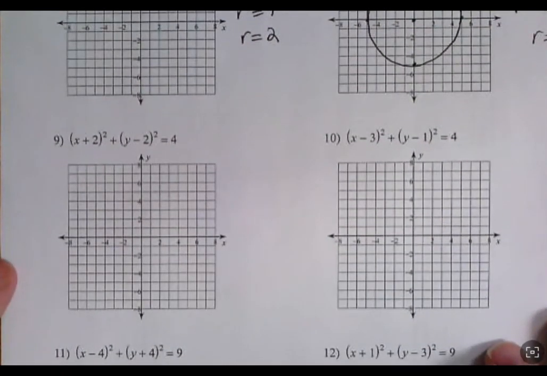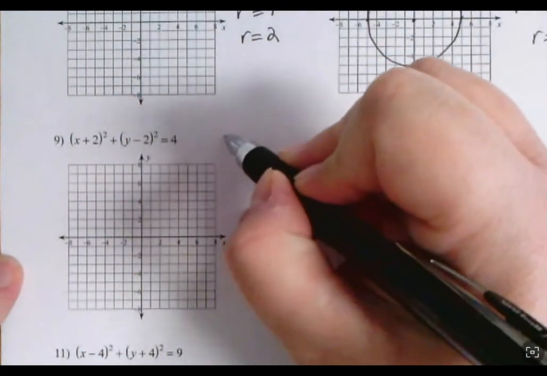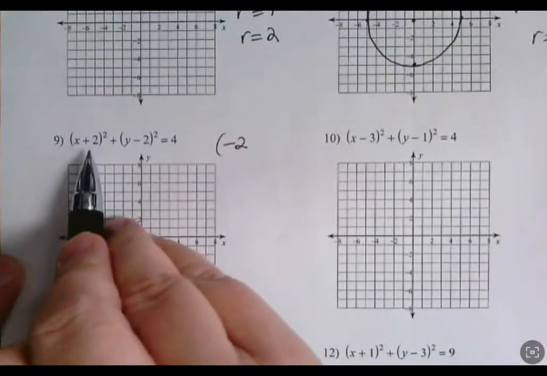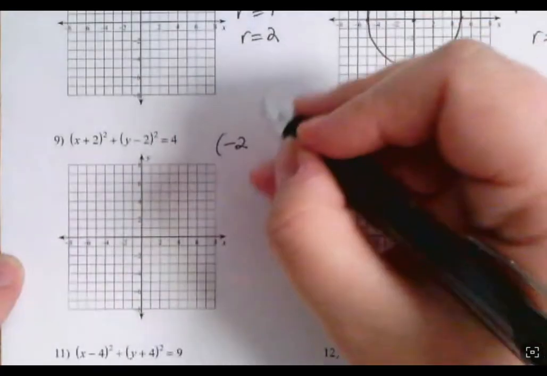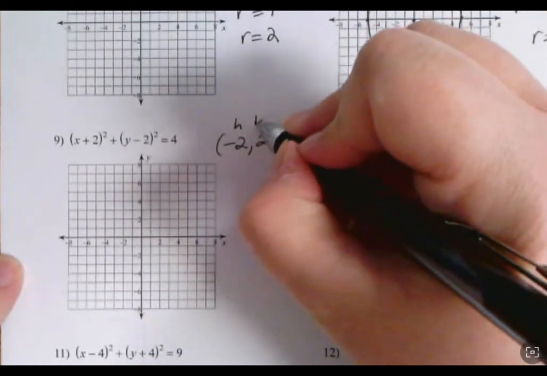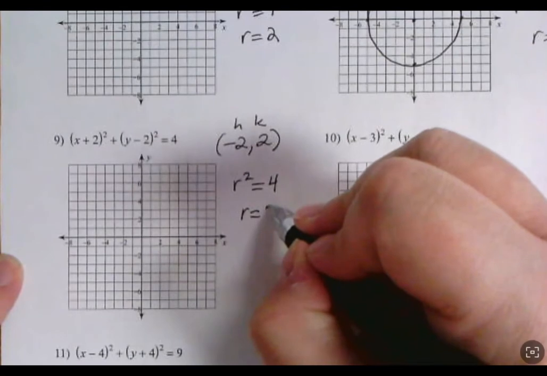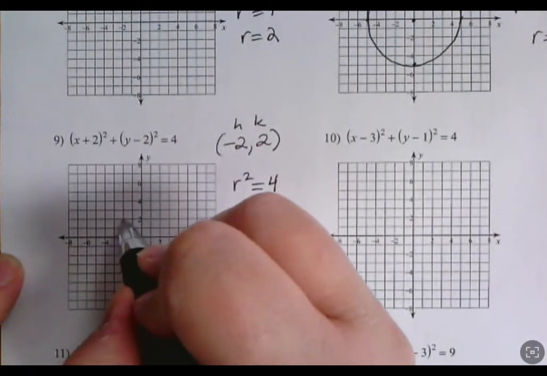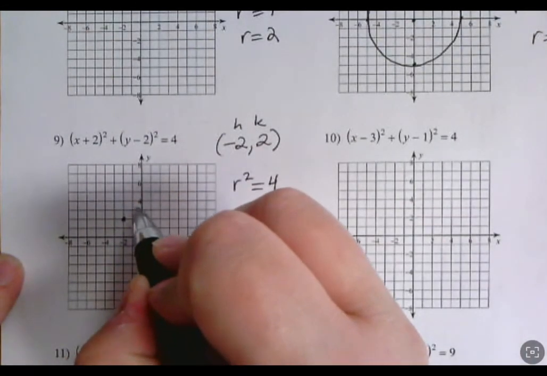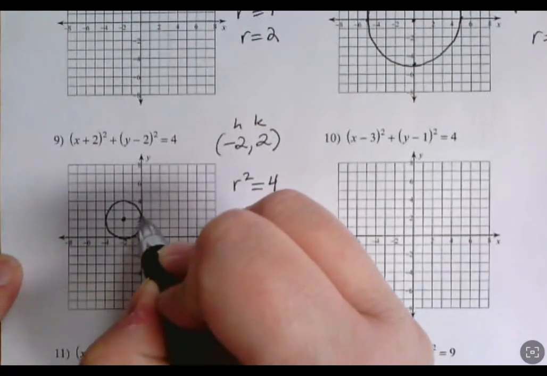Number 9. This is like x minus a negative 2. In other words, negative 2 for the h value and positive 2 for the k value. That's h and k, that's my center. Again, if the radius squared is 4, then the radius is 2. So this is a lot like the last problem. The only difference is where the center is.